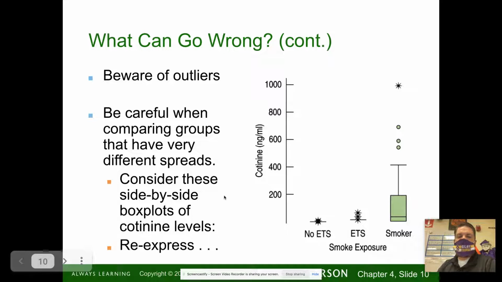Consider these side-by-side box plots of, and I don't even know what that word is, cotinine? I don't know what that is. It's probably some derivation of nicotine. But anyways, non-smokers barely have any. I'm not sure what ETS is, probably secondhand smoke or something. And then an actual smoker. So clearly they have a higher level of it.